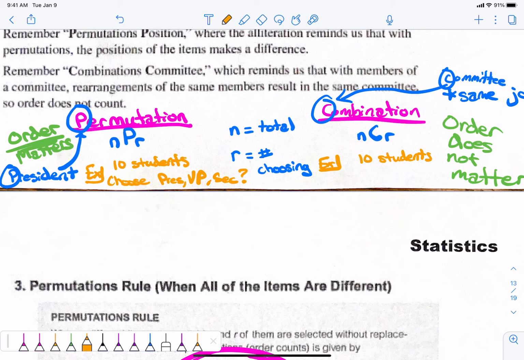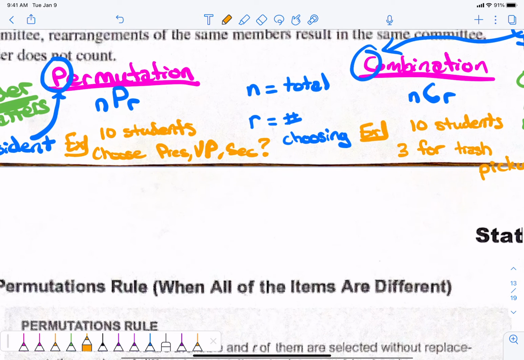And I want 3, what do we want them to do? Trash pickup. Okay, 3 students for trash pickup. So order matters when I'm choosing president, vice president, secretary, versus it doesn't matter when I'm choosing 3 people for trash pickup. How would you enter this into your calculator just so we can practice?